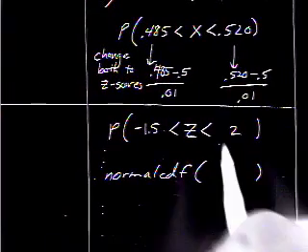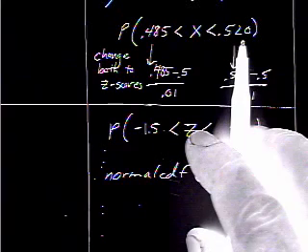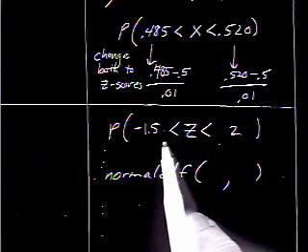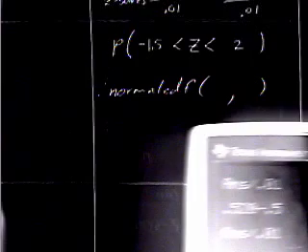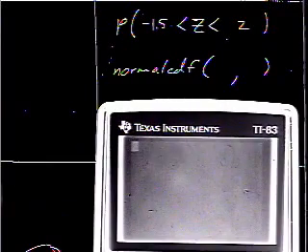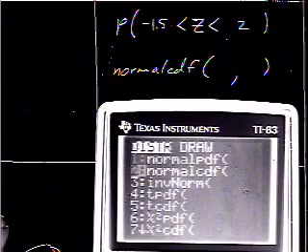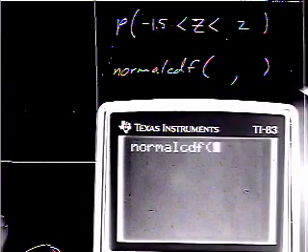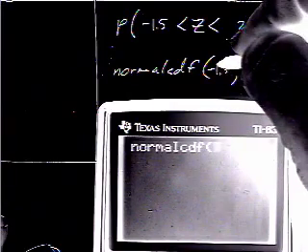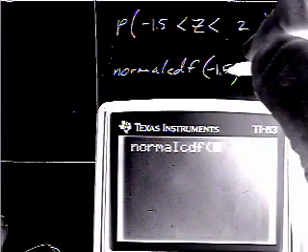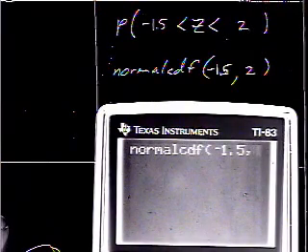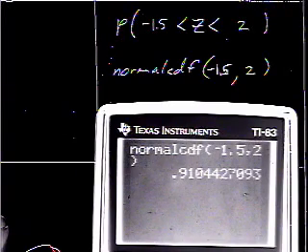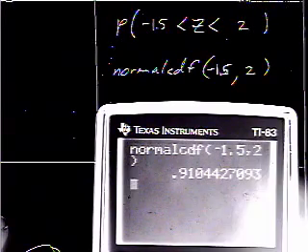So keep that in mind. This is based on the X scale. This is based on the Z scale, for which we're going to use our graphing calculator. So we've got our normal CDF function now. We're going to do second distribute, normal CDF. And we already have our left bound and our right bound, so we just type those values in. Negative 1.5, comma, 2. We get 0.91, we'll just go with 0.91.